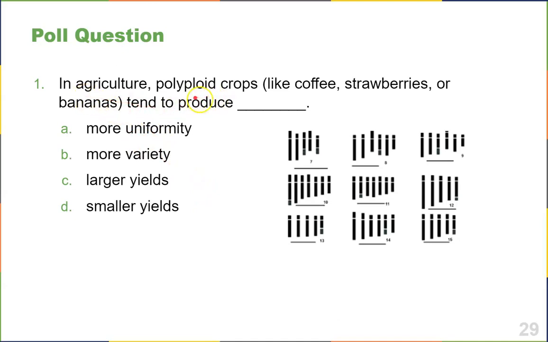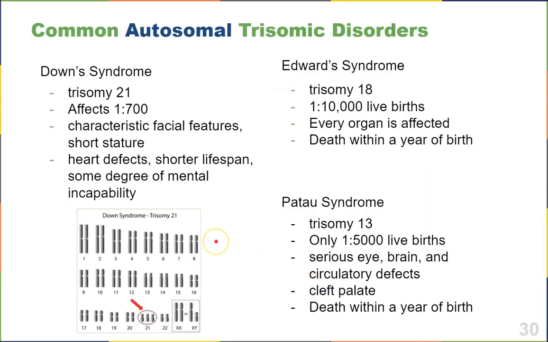So in agriculture, polyploidy crops tend to produce what? Larger yields should be the correct answer, letter C. So this is a strawberry, I believe. But this is how many chromosomes they can have. So this is pair 7, pair 8, pair 9. I say pair, but there's 6. So more chromosomes just makes a bigger fruit.